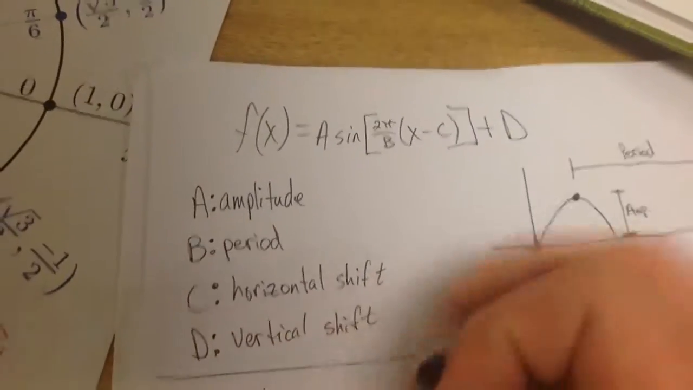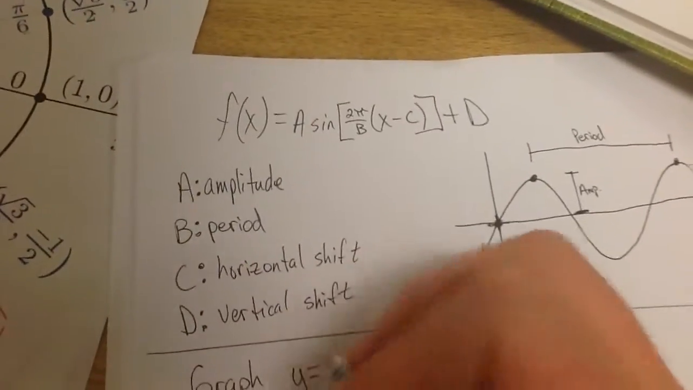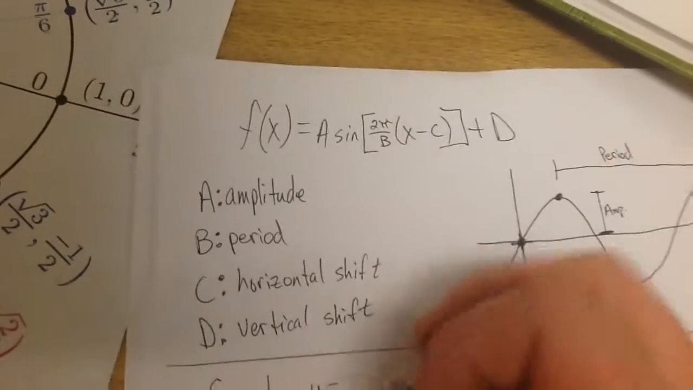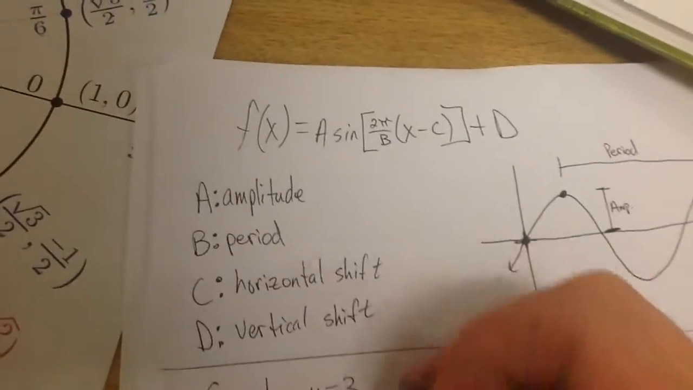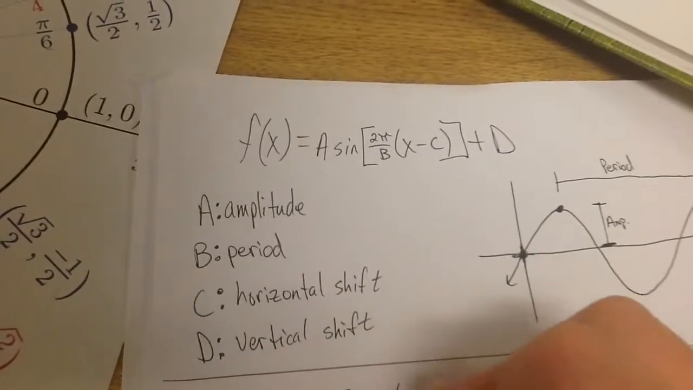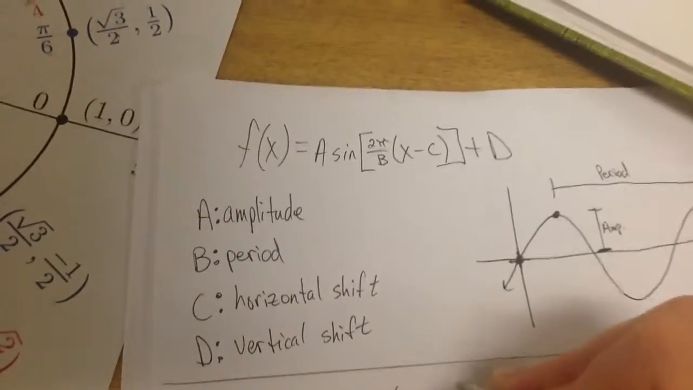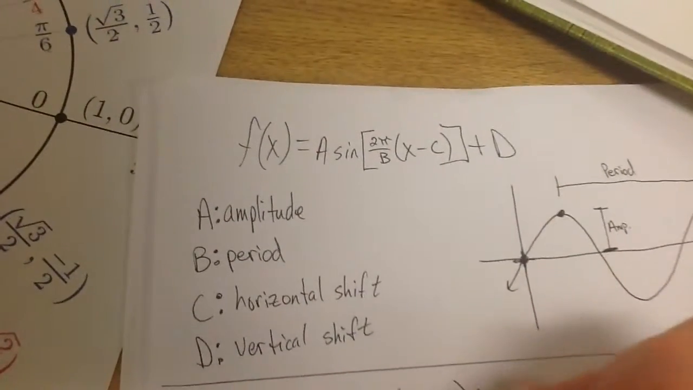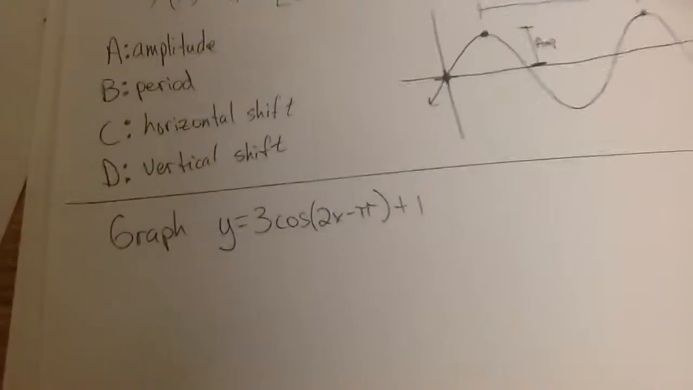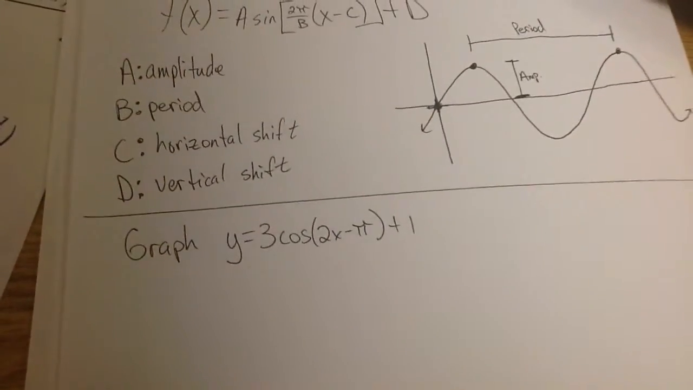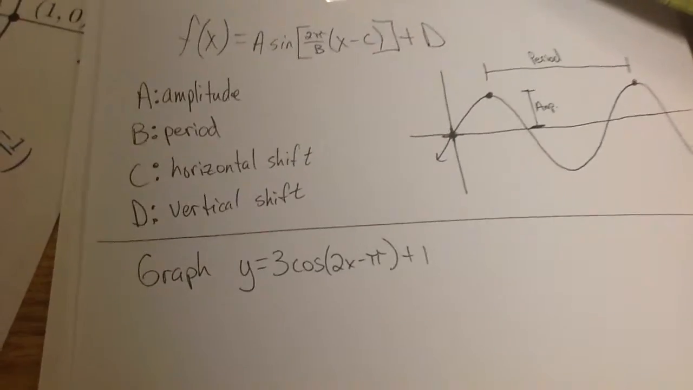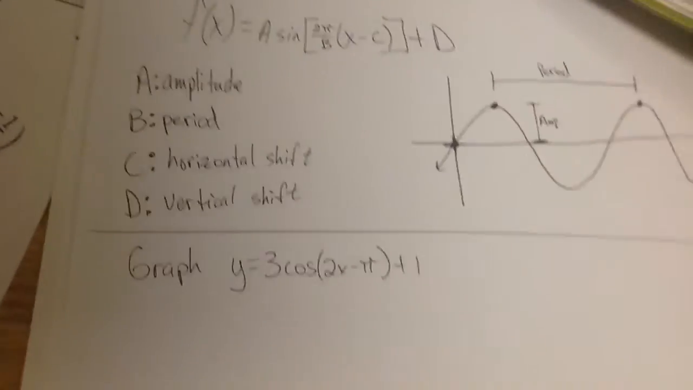Graph y equals 3 times the cosine of 2x minus pi, plus 1. Oh, I see why they did the B thing the way they did. This actually makes more sense.